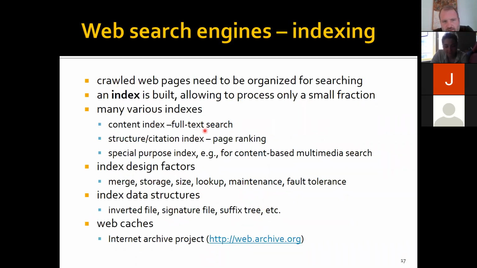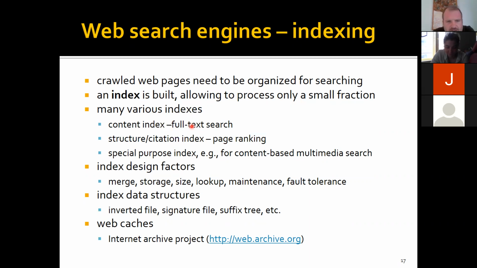Okay, the second phase is indexing. Once the content is crawled by the crawlers into the offline repository, there must be some index built that accomplishes the search using data stored in the index. There are many types of indexes, because we download many types of content, but the major index, of course, is the so-called content index that indexes the full text.